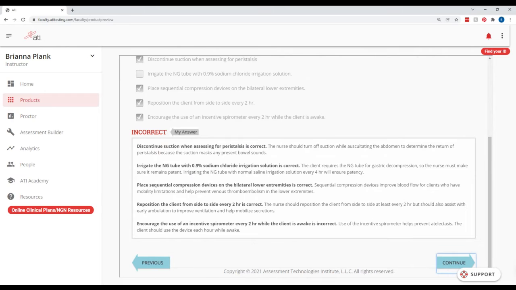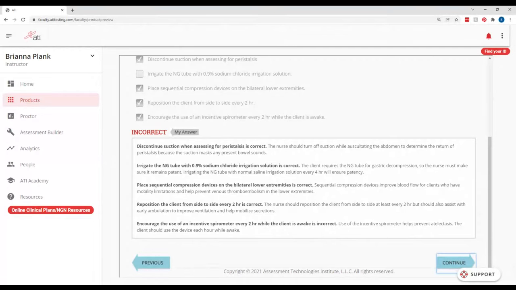I didn't pick this one because we don't irrigate NG tubes with saline. We'll go with it. I guess we could, but you're just going to use tap water to irrigate unless you have some sort of order. So I hate to disagree with ATI, but we'll just go with it. That irrigating it will ensure patency, which is true. So if we're not putting things through it like a tube feed, or even if we are, we do want to flush it every now and again to keep it patent.